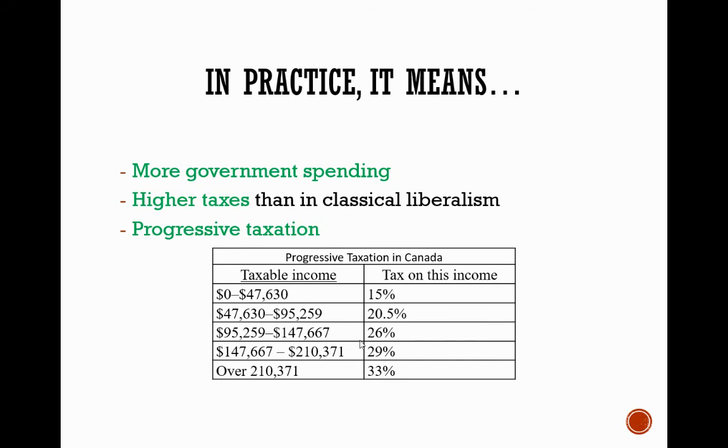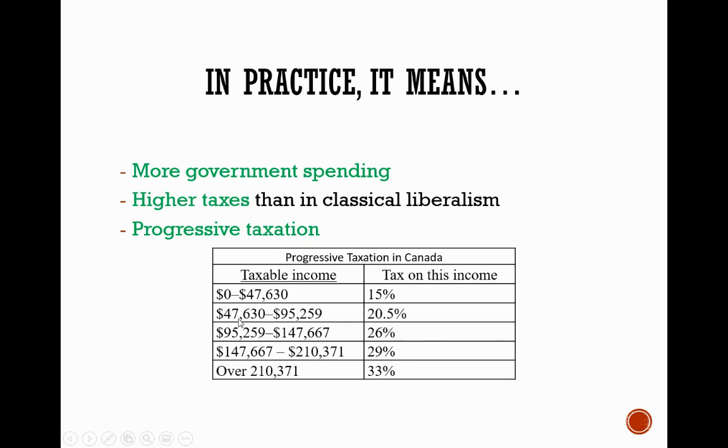So take a look at this chart. Take a moment, pause, look at this chart. This is progressive taxation in Canada. So how does that work? If you make about $47,000 or less in Canada, your federal tax is going to be 15% on that money. However, for every dollar that you make that is more than $47,630, those dollars are going to be taxed at 20.5%, right?